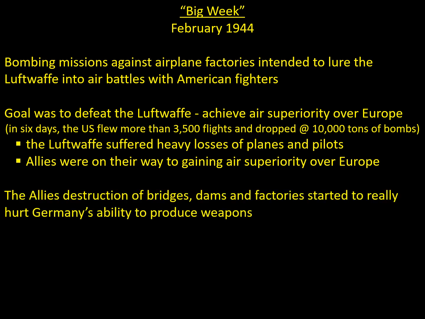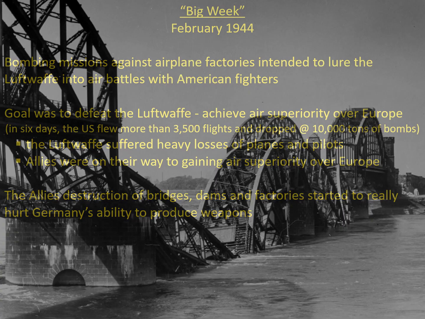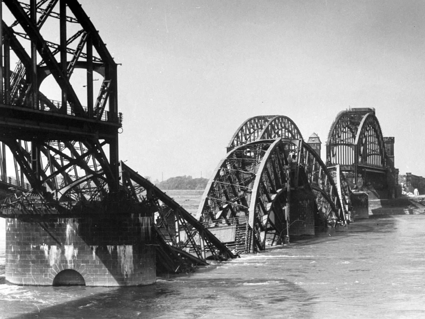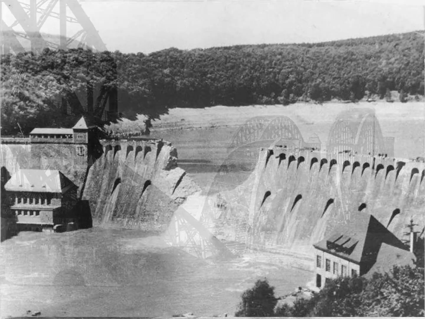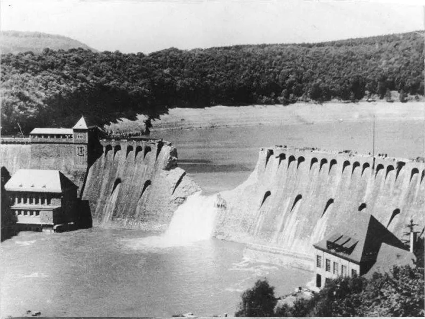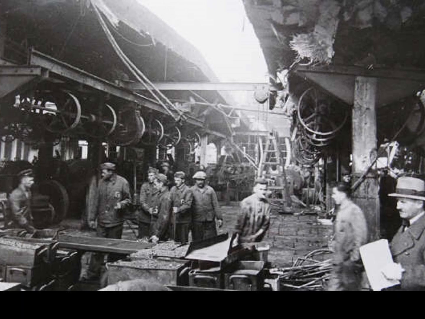The Allies' destruction of bridges, dams, and factories started to really hurt Germany's ability to produce weapons. Here we see bridges in Germany, railroad bridges they needed to move materials around, destroyed. Dams that they used for hydroelectric power were destroyed. Factories, you can see the roof gone.